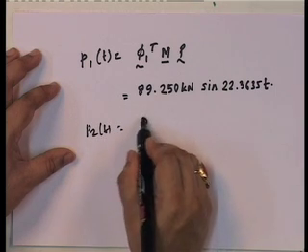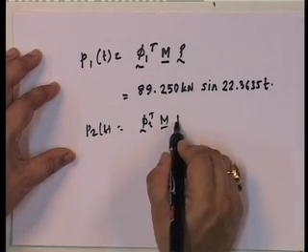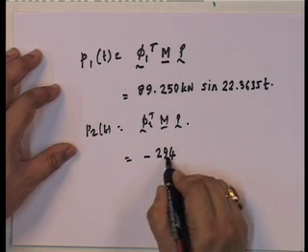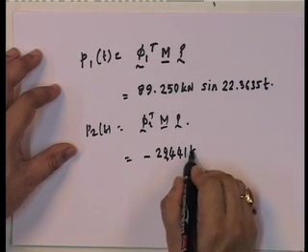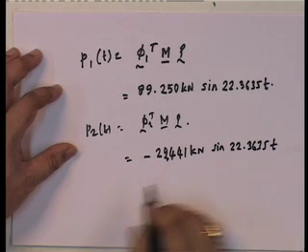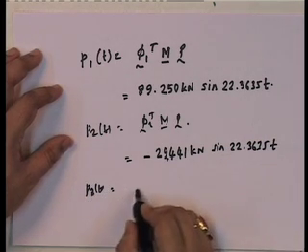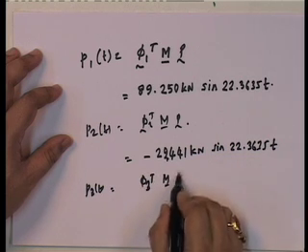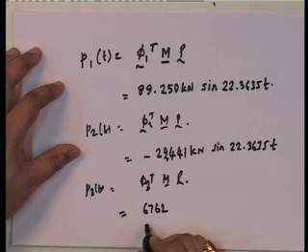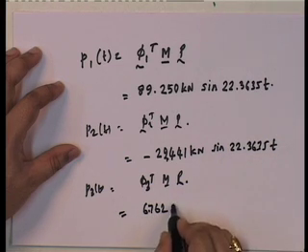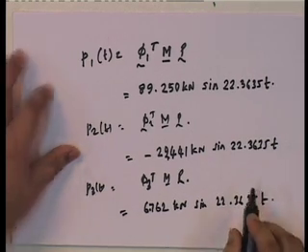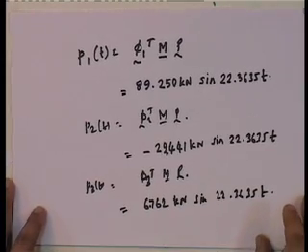P2 is equal to phi 2 transpose M P, and that is equal to minus 2.441 kilonewton sine 0.365 t, and P3 is phi 3 transpose M P, which is equal to 6.762 kilonewtons sine 22.3635 t. So, these are our P1, P2 and P3.